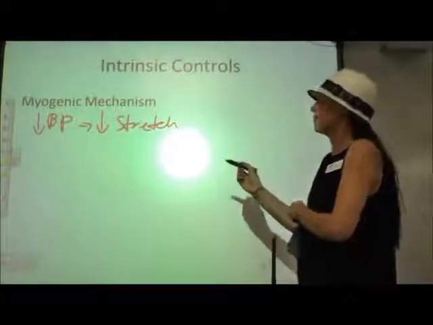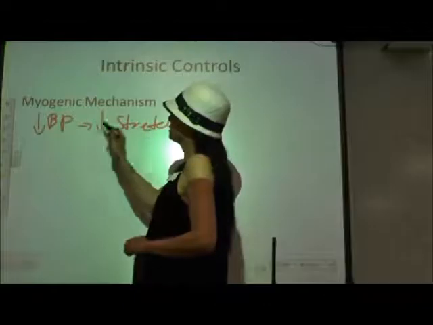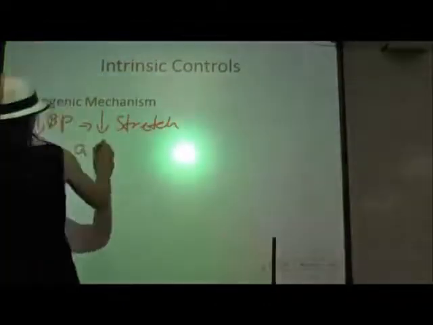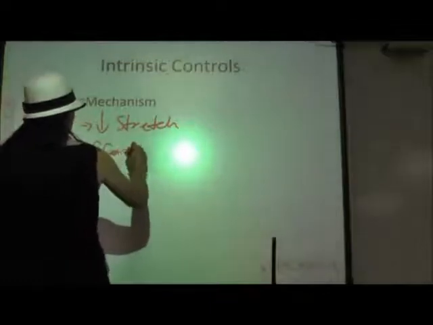So we don't want that to happen. So what we're going to do is, with a decrease in blood pressure and a decrease in stretch, the afferent arteriole responds by dilating.